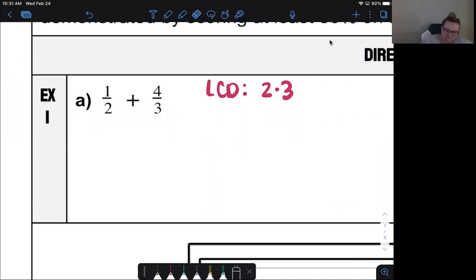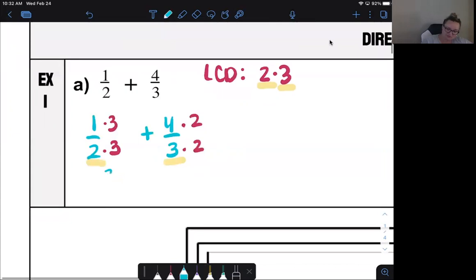So to make these denominators the same, I take the first fraction and I multiply the numerator and the denominator by what it's missing in our LCD. So our LCD is 2 times 3. This denominator has a 2 and it's missing the 3. So I'm going to multiply the numerator and the denominator by 3. For the other fraction, 4/3, it has a 3, but it's missing the 2 in the 2 times 3 for our LCD. So I'm going to multiply the numerator and the denominator by 2.